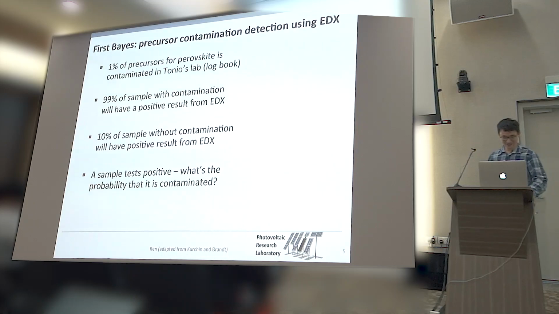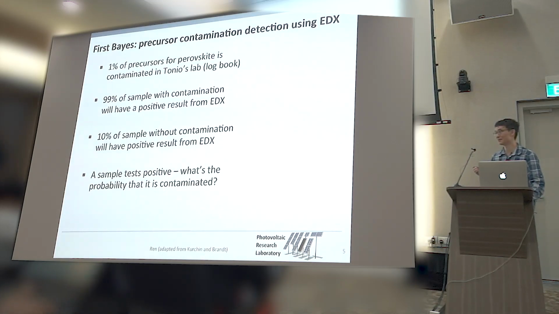And like there's a new student who developed a new recipe. So he synthesized a perovskite solar cell, and the efficiency is not good. So he's suspecting it might be due to precursor contamination. So one of his colleagues suggests he run an EDX measurement. Let's say the EDX measurement is pretty accurate. It gives you 99% accuracy when your sample is indeed contaminated with undesired elements.